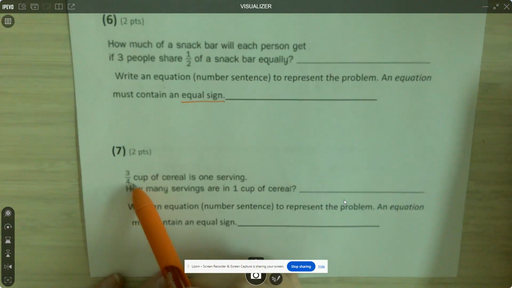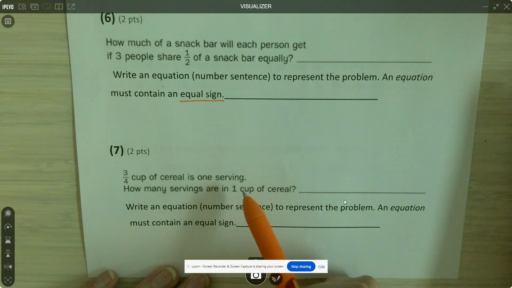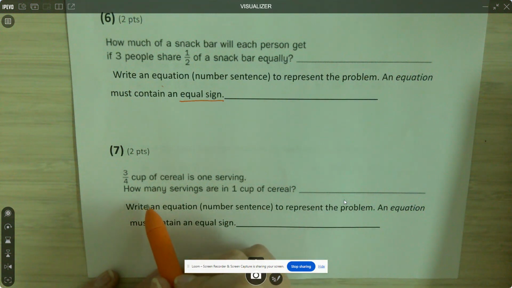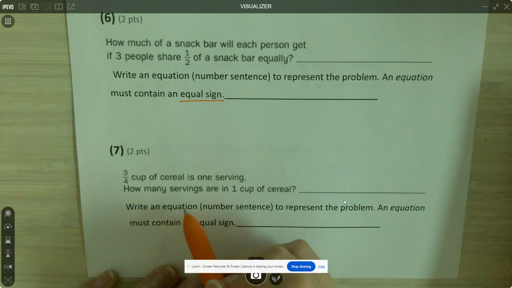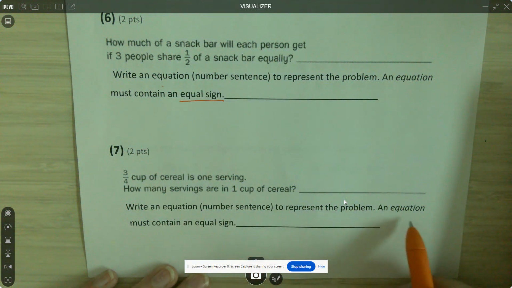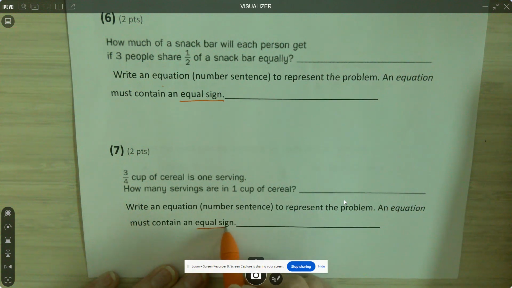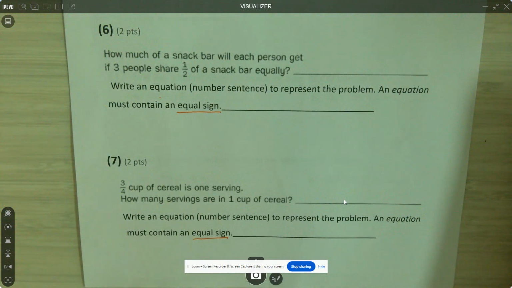And then for number 7, you're going to do 3/4 cup of cereal is 1 serving. How many servings are in 1 cup of cereal? So again, you're going to write your answer on the line right here. And then it also wants that equation again, or that number sentence, to represent the problem. And again, it gives you that reminder that an equation must contain an equal sign. So you're going to write your equation right here on this line. So go ahead and pause your video so that you can solve that problem.